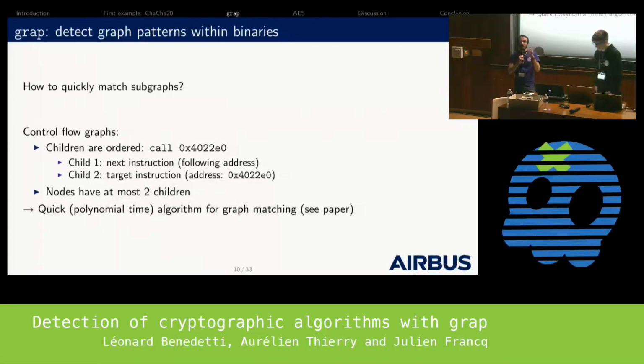For instance, if you have a call instruction here, we define that it has two children. The first child is the next instruction, because at the end of the call, you will return to where you were. So you will execute the instruction at the following address. So that is the first child. Then the second child will be the remote instruction, that is the function being called. So you have two children for call, and these two children cannot be inverted because they do not represent the same thing. They are very different. So we have children that are ordered.